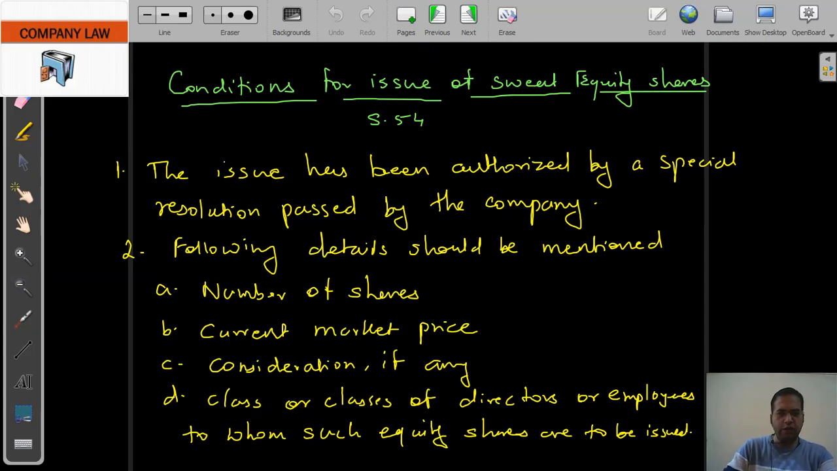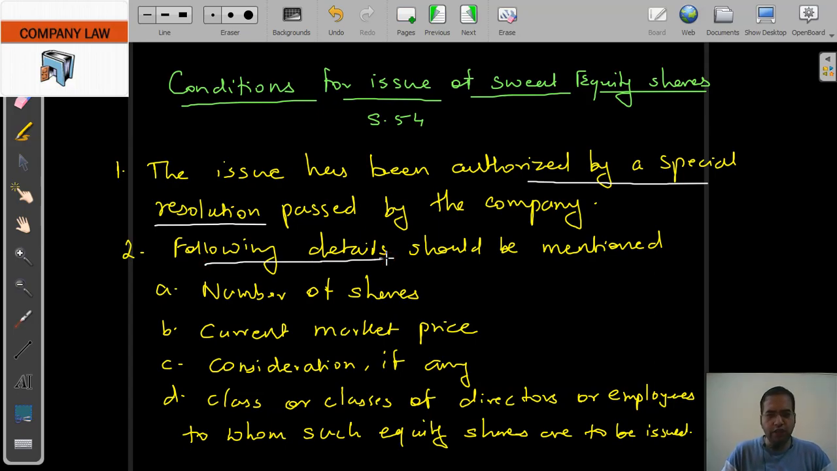First of all, the company has to authorize this particular kind of issue of sweat equity shares by passing a special resolution in the general meeting of the company. So a shareholders' meeting should be called for, and then the special resolution has to be passed, and then the company can proceed further to issue sweat equity shares. There are some details which should be mentioned properly. So which details should be mentioned?